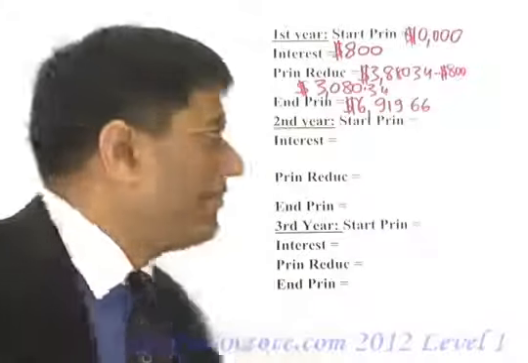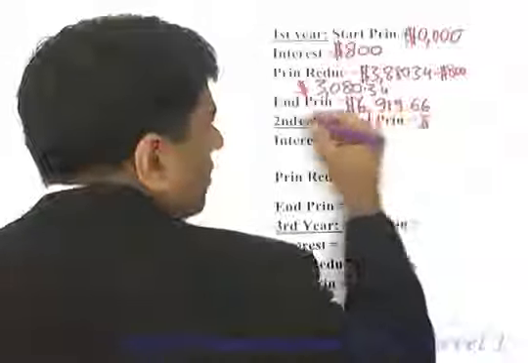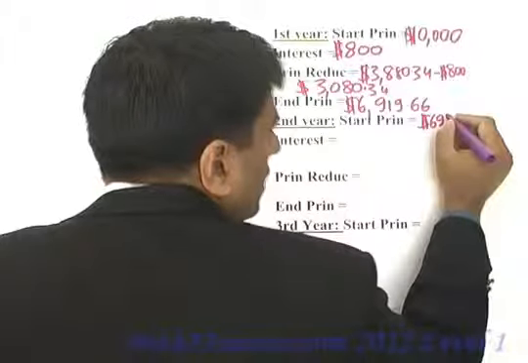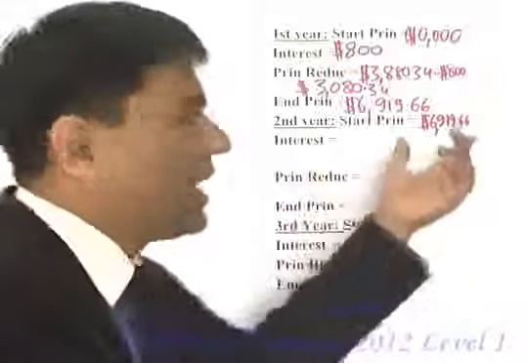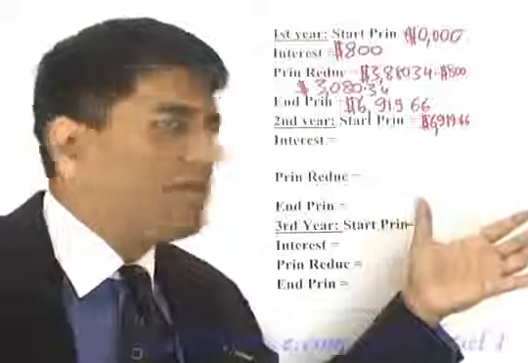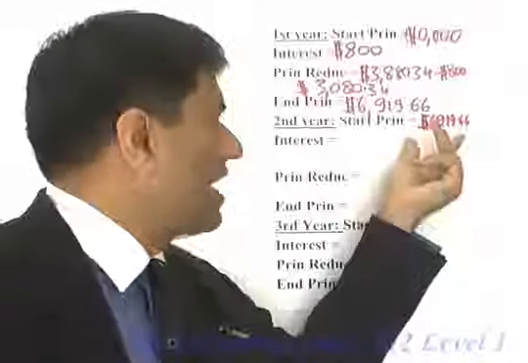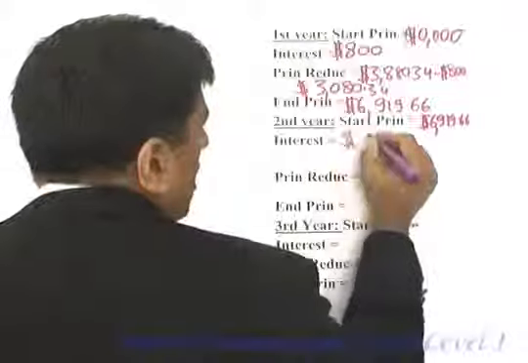So for the second period, the starting principal will be the ending principal of the first year, so that will be 6,919.66, and interest rate for the second period is also 8%. So interest will be calculated on the starting principal. You multiply this by 8%, and what you get is 553.58.